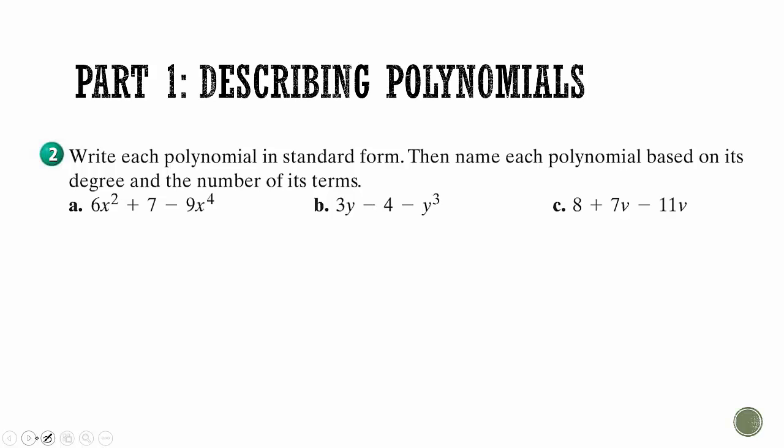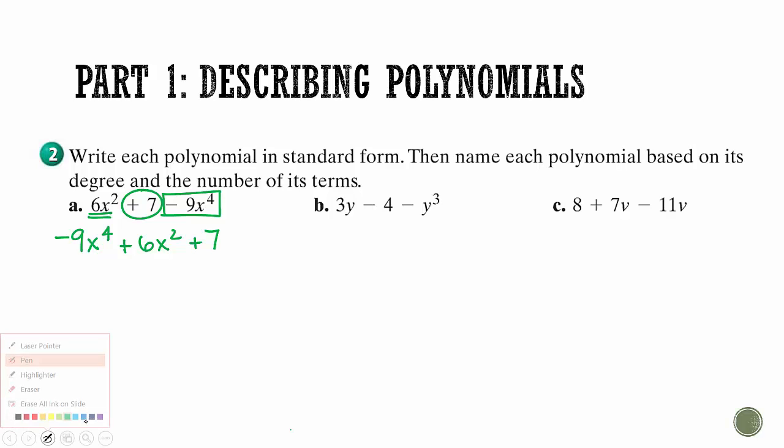Because you'll be asked to do problems like this, where it says write each polynomial in standard form, then name it based on its degree and its number of terms. So when we want to write things in standard form, you look for the highest degree. So we got 2, 0, and 4. So the 4's got to go first. So all we're going to do is just rearrange this. So negative 9x to the 4th, then bring that guy in second, and then follow up with that one. So you don't change anything, you're just rearranging it.